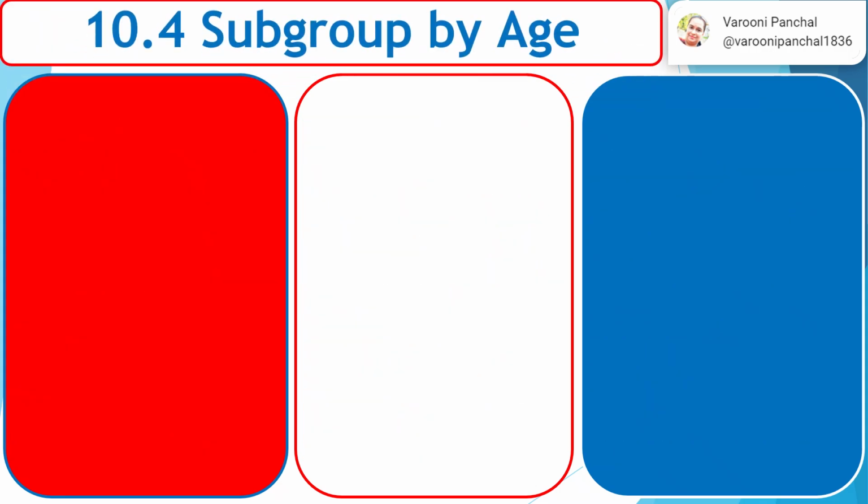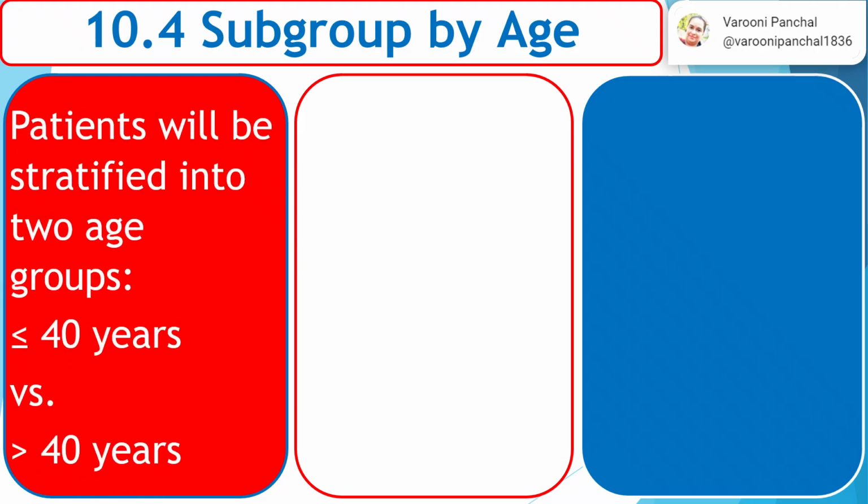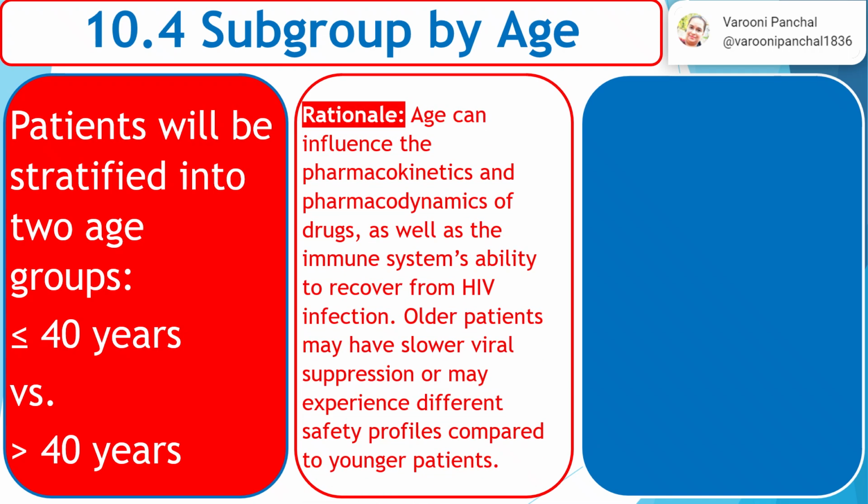Number 10.4, subgroup by age. Patients will be stratified into two age groups, less than or equal to 40 years versus greater than 40 years. Rationale: age can influence the pharmacokinetics and pharmacodynamics of drugs, as well as the immune system's ability to recover from HIV infection. Older patients may have slower viral suppression or may experience different safety profiles compared to younger patients.